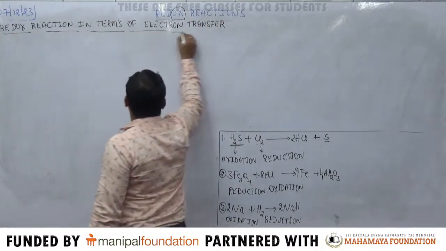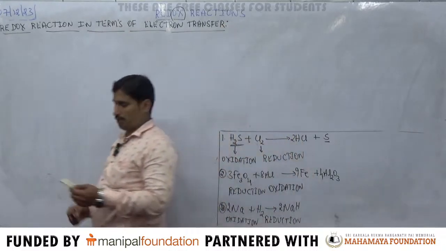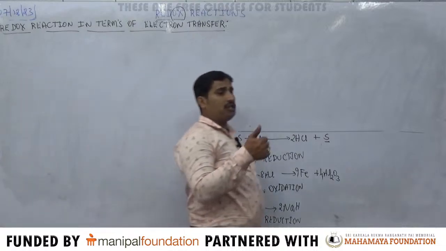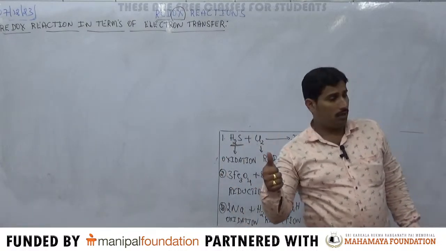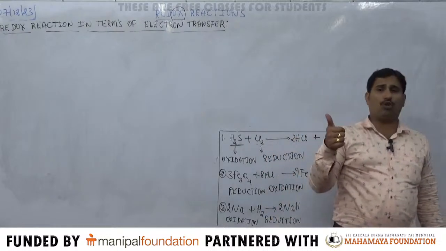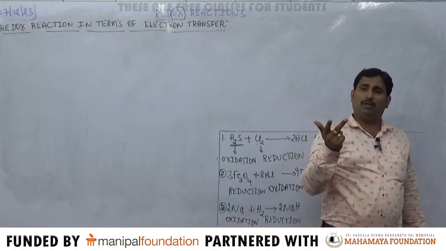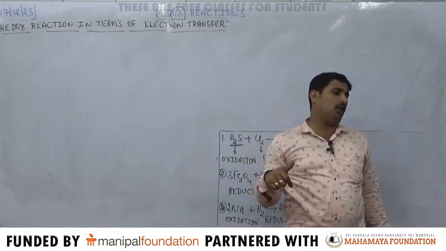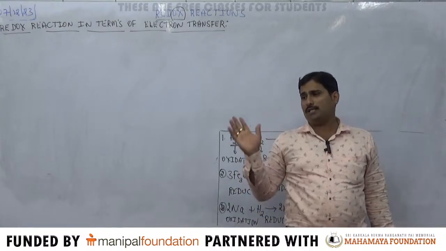So you have studied oxidation and reduction, with many examples. Oxidation is the addition of oxygen or an electronegative element to a substance, or the removal of hydrogen or an electropositive element from a substance.